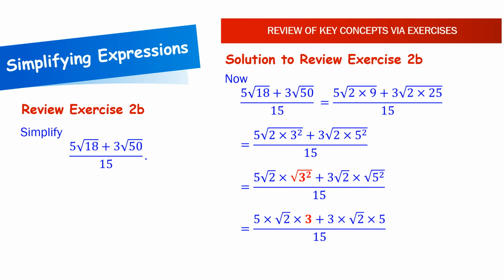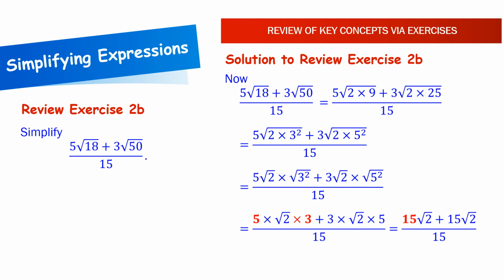Root 3 squared becomes 3, and root 5 squared becomes 5. Now we can tidy up. So 5 times 3 becomes 15. Root 2 stays as it is.